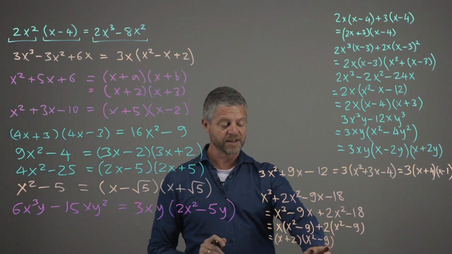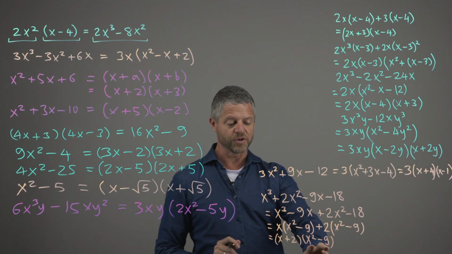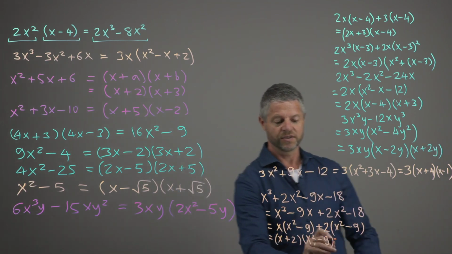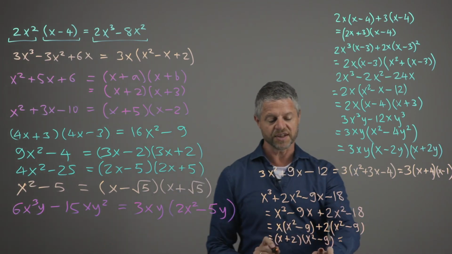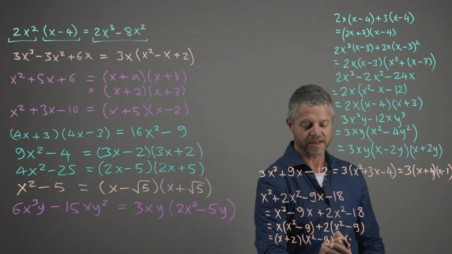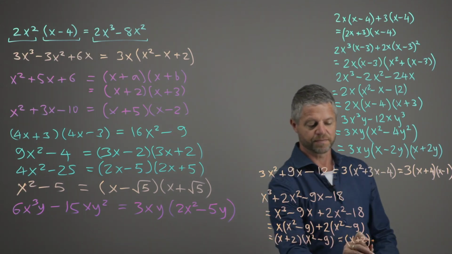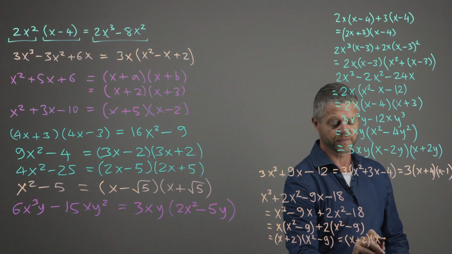And then I can recognize that this is in the form of a perfect square minus another perfect square. So I can factor this using conjugates. So I'll have x plus 2, and then x minus 3, x plus 3.